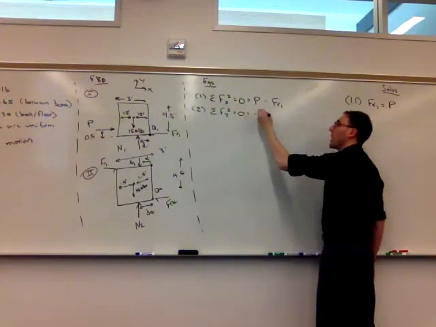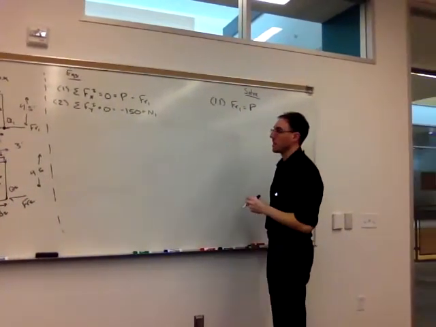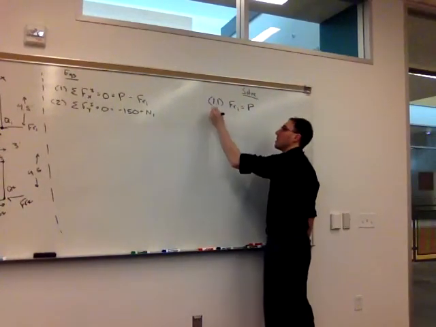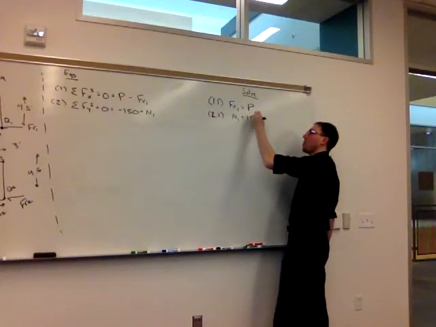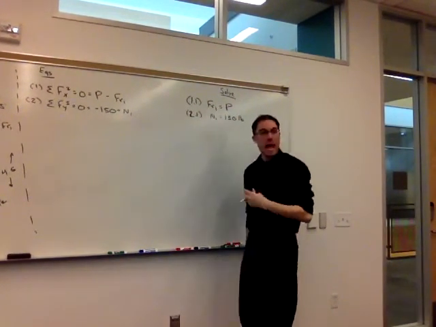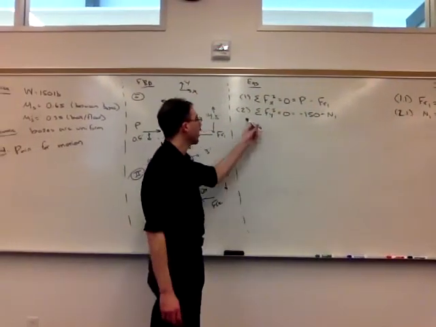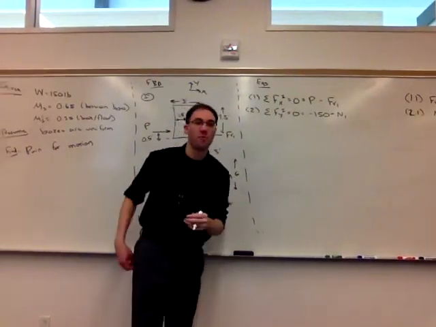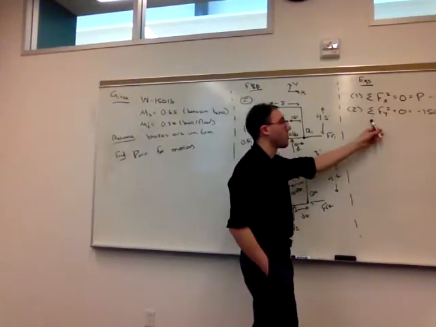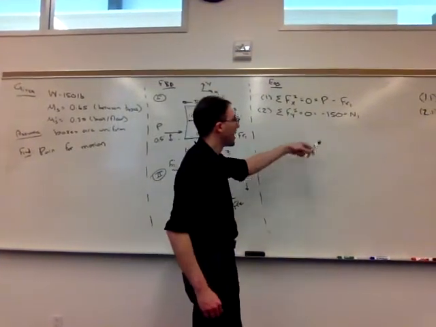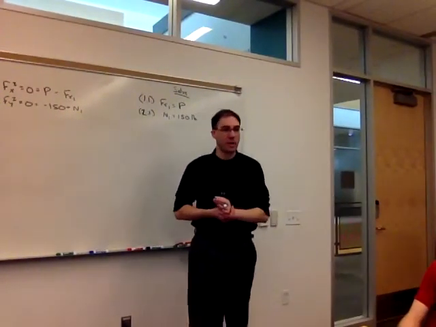In the y, we have the weight of the crate, and the normal force from the bottom crate, the bottom box on top. So in this case, the normal force is 150. It happens to be the weight, but you can't make that assumption up front. You let the equations tell you if the normal force is equal to the weight. In the previous example, we saw the normal force was not equal to the weight. Here it happens to be, but that's not an assumption, that's shown through the equations.